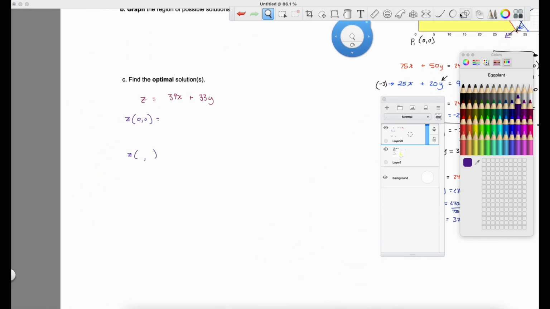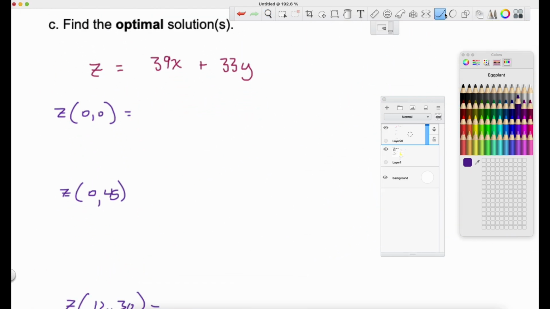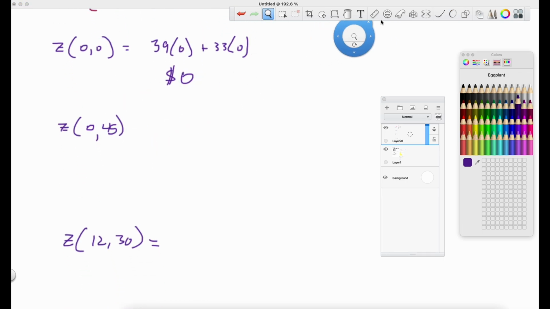0, 45. What was that one? 12, 30. And then the last one was 32, 0. Okay. Just double check. 12, 30, and 32, 0, right? So let's put it in. 39 times 0 plus 33 times 0. $0. No surprise. If we don't make anything, we don't sell anything.